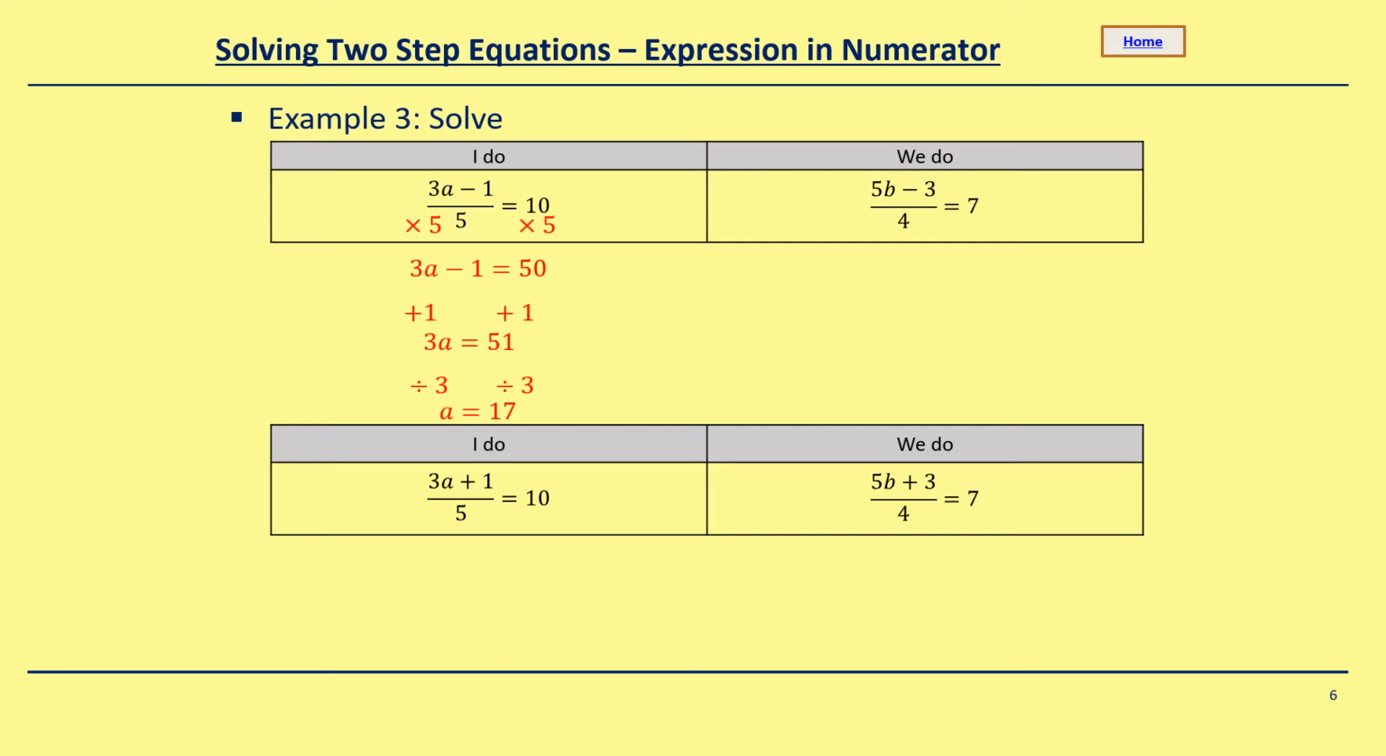Okay, so the next one, 3a plus 1 all over 5 equals 10. So we multiply by 5 to both sides. That gives us 3a plus 1 equals 50. Then we take away 1 from both sides. So 3a equals 49. And finally we divide by 3. So a equals 49 over 3, or 16 and a third.